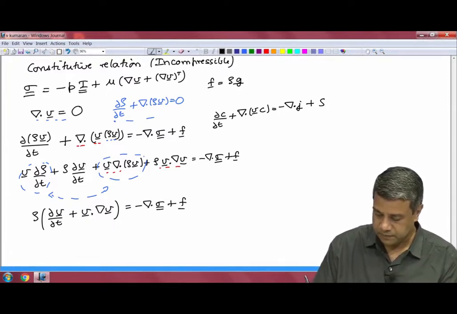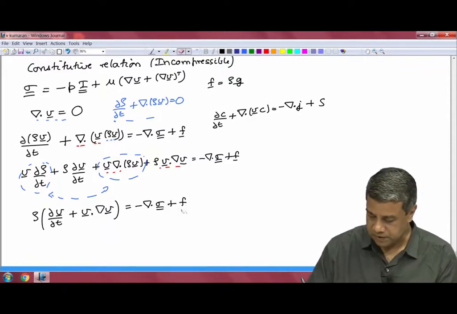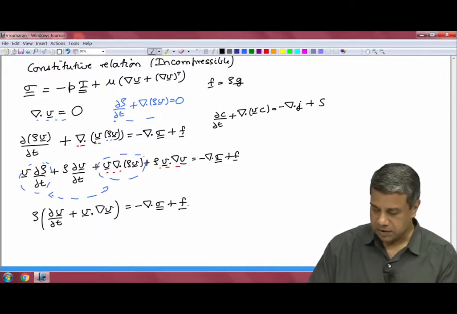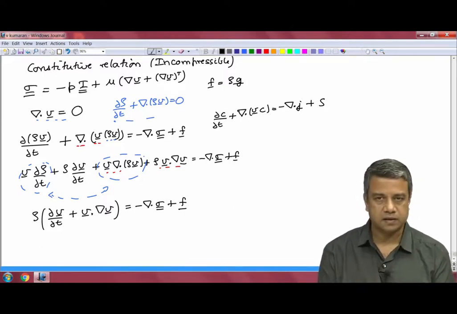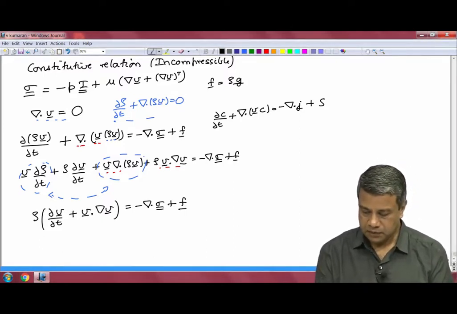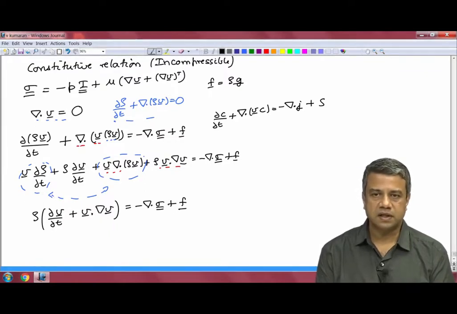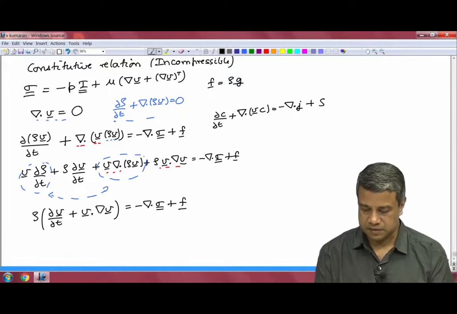plus f, where f is a vector. Note that I am using 2 underbars for a second order tensor and 1 underbar for a vector. And now we have to simplify this divergence of the stress.